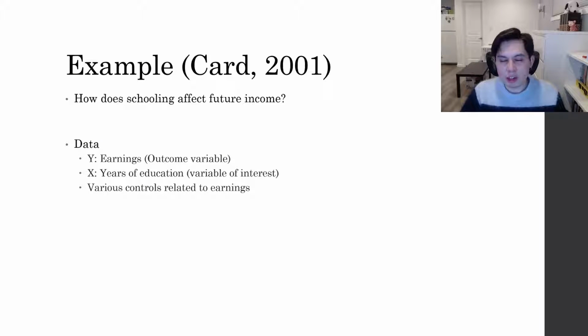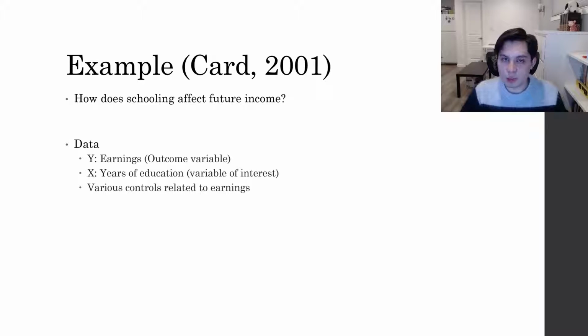Instrumental variables can be a little bit confusing to understand intuitively using math, so instead I'm going to use an example of a possible research question someone might have and how it could be solved using instrumental variables. This example comes from a paper written by David Card, and his research question was, how does schooling affect someone's future income?